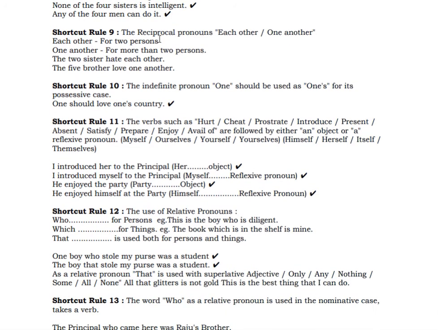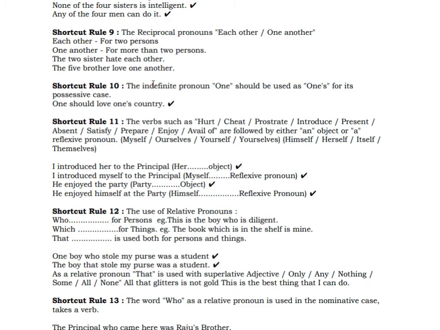The reciprocal pronouns each other, one another. Each other is referring to two persons. When you see each other, you are using it for two persons, but if more than two persons are there, what should be used? One another. Two persons, each other. More than two, one another. The two sisters hate each other. The five brothers love one another. You got it now? So reciprocal pronouns: more than two, one another, and two persons, each other.